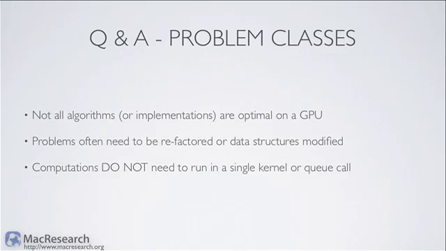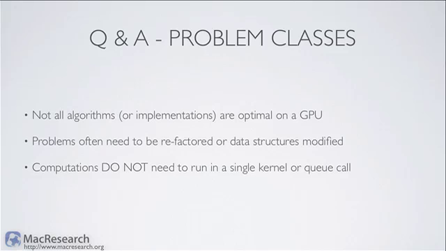Now, the last and most important thing is that you might think, well, I'm doing a very complex calculation that involves several steps, or where I might have to loop and do a lot of different iterations. How would that work? The important thing to keep in mind is that computations do not need to be run in a single kernel or queue call. You can break these things up into multiple kernels or multiple queue calls, and it'll work. You'll take a little bit of a performance hit between queue calls, but it's not a huge amount, especially if you have a problem that is very computationally intensive. So you have to do a little bit of trial and error, but you can certainly get this working.